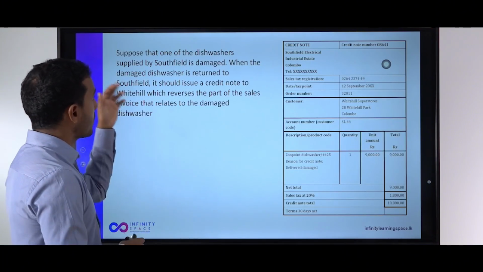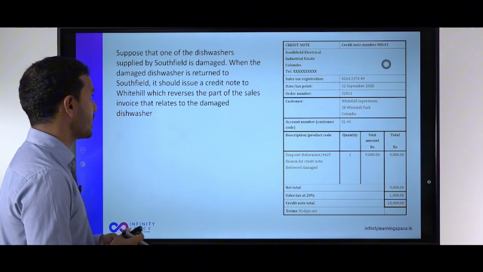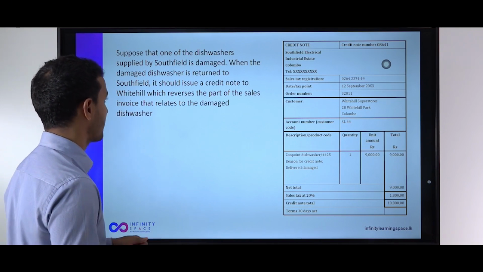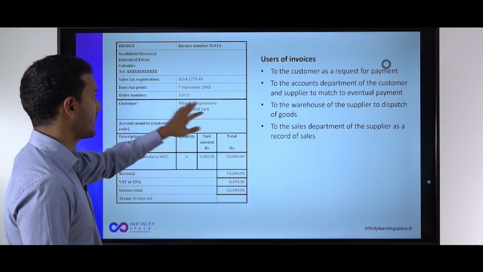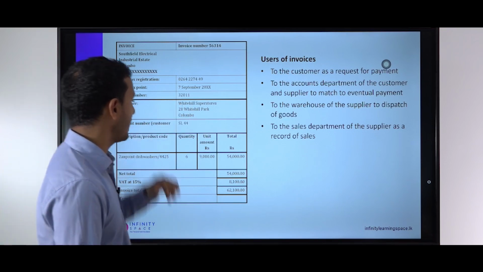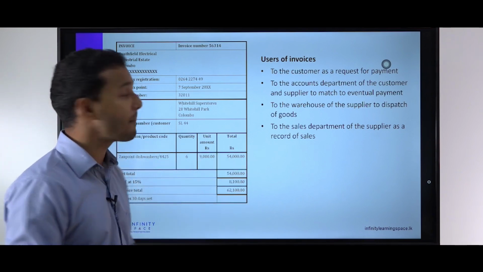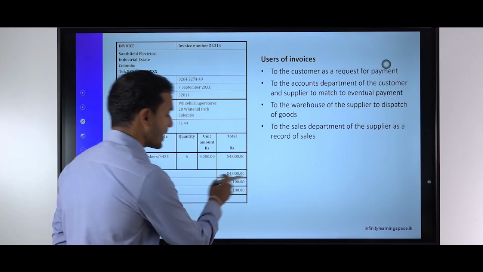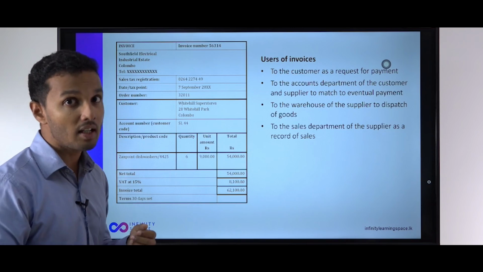Now suppose that one of the dishwashers supplied by Southfield is damaged. When the damaged dishwasher is returned to Southfield, it should issue a credit note to Whitehall which reverses part of the sales invoice that relates to the damaged dishwasher. In the previous invoice we saw that Southfield Electrical, the supplier, sent an invoice to the customer Whitehill for 54,000, with VAT it's 62,100. But let's assume Whitehill realizes that one of these dishwashers is damaged. So Whitehill, the customer, returns the dishwasher back to Southfield. But Southfield has billed the customer for 62,100. From this 62,100, Southfield has to remove the amount for one dishwasher because the customer has returned that dishwasher.